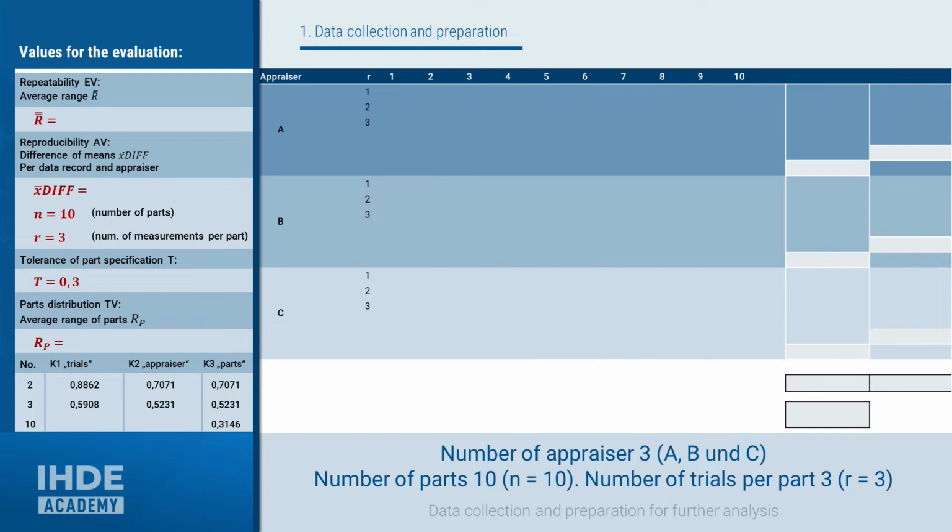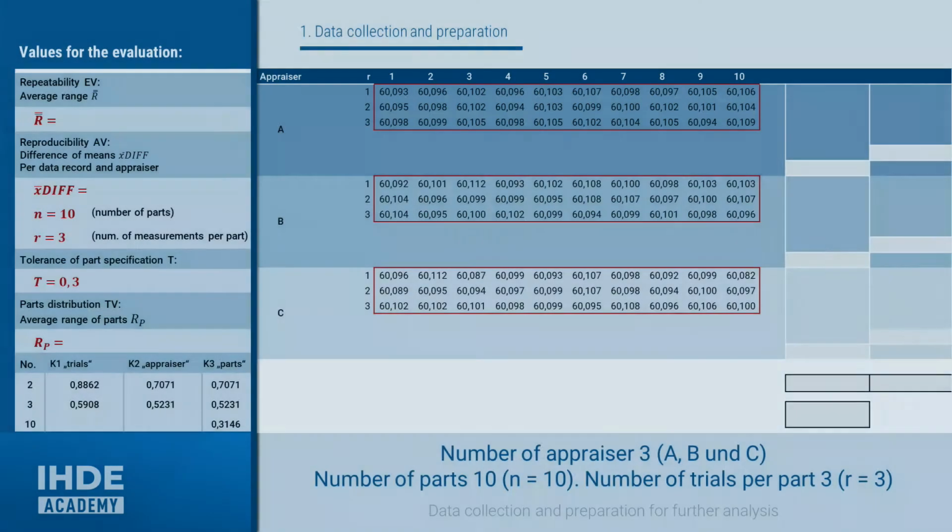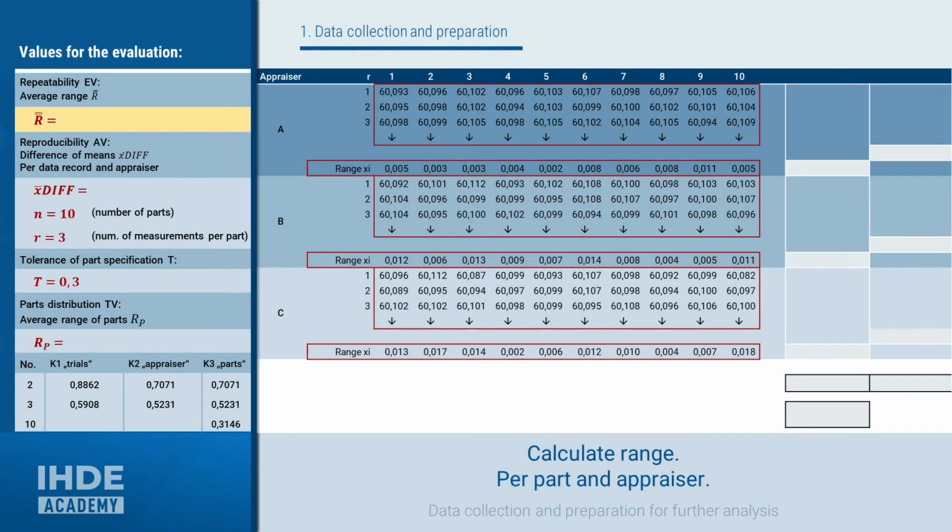The results have already been entered in the table on the left. The number of parts n is 10 and the number of measurements per part r is 3. The results of the 90 measurements were entered in the table here. Next are some characteristic values that result from this data. For the calculation of the repeatability EV, the average range, R-bar, is required. To do this, proceed as follows.